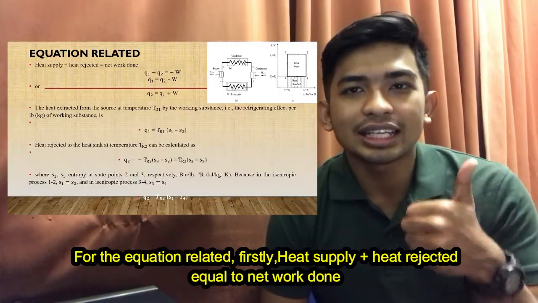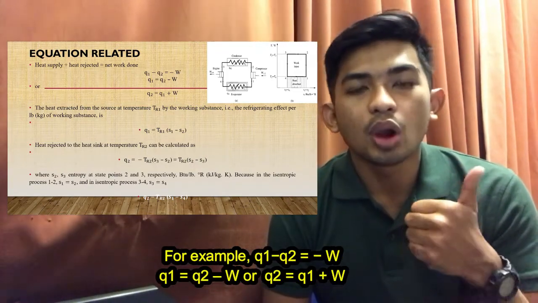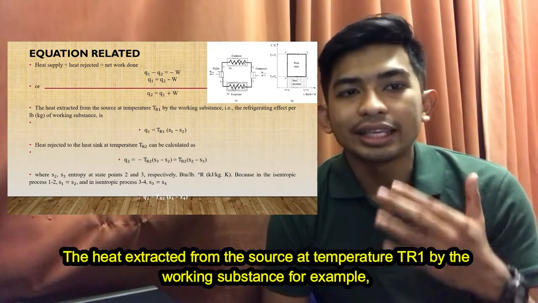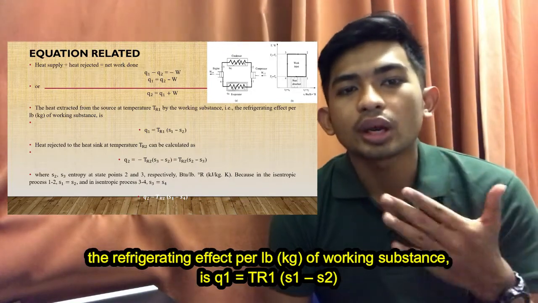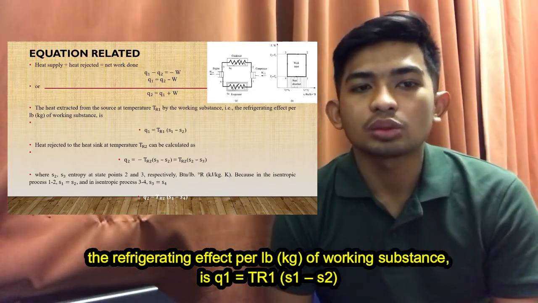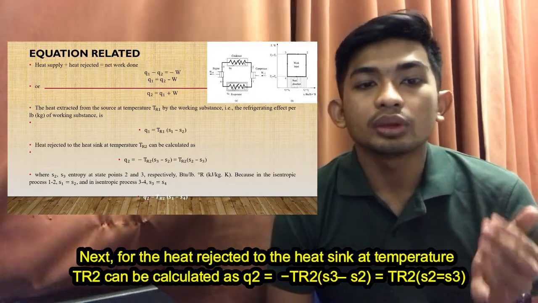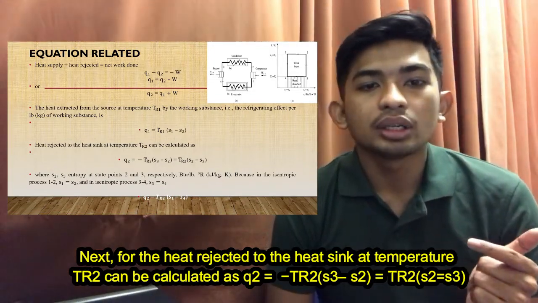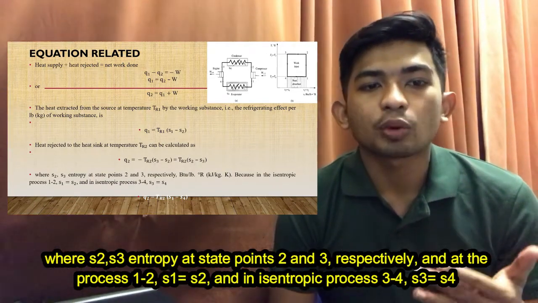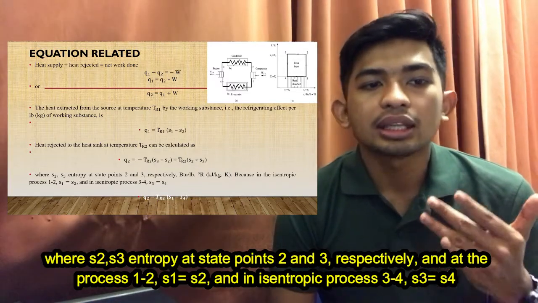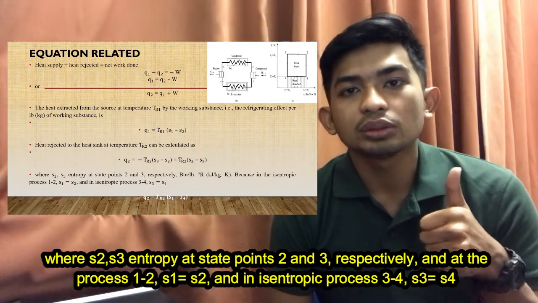For the related equations, firstly, heat supplied plus heat rejected equals net work done, for example Q1 equals Q2 minus W, or Q2 equals Q1 plus W. Next, the heat extracted from the source at temperature TR1 by the working substance, the refrigerating effect, is Q1 equals TR1 (S1 minus S2). The heat rejected to the heat sink at temperature TR2 can be calculated as Q2 equals minus TR2 (S3 minus S2), which equals TR2 S2, where S2 and S3 are the entropy at state points 2 and 3 respectively. At process 1 to 2, S1 equals S2, and at the isentropic process 3 to 4, S3 equals S4.